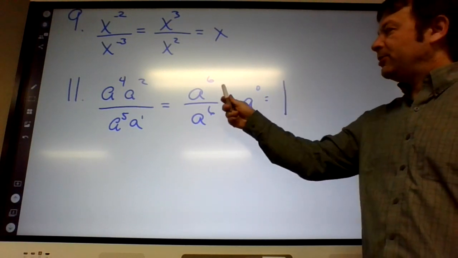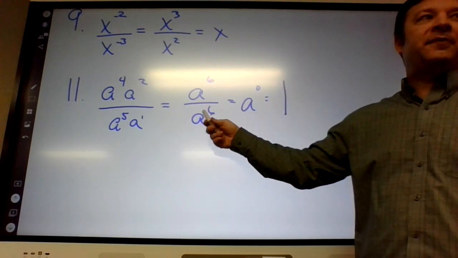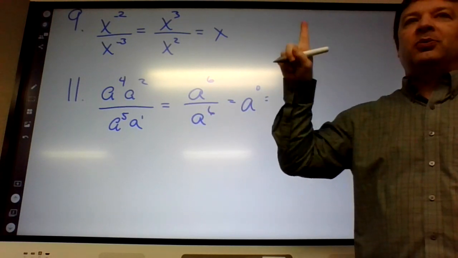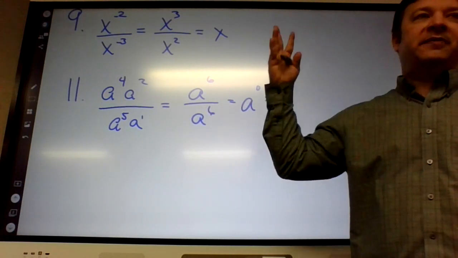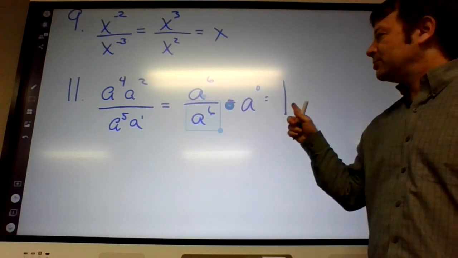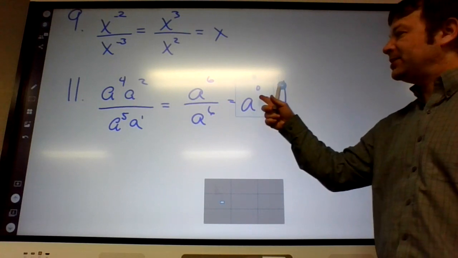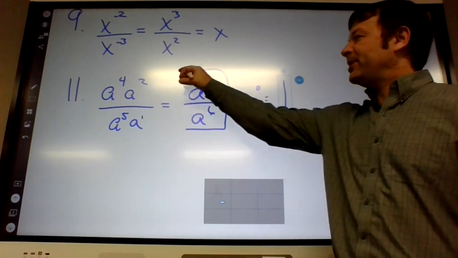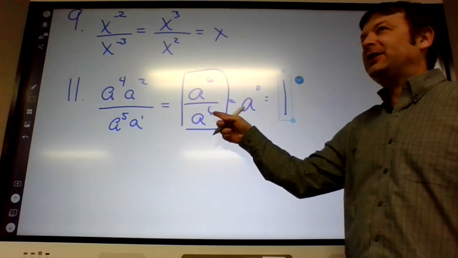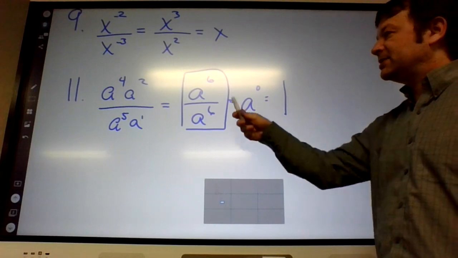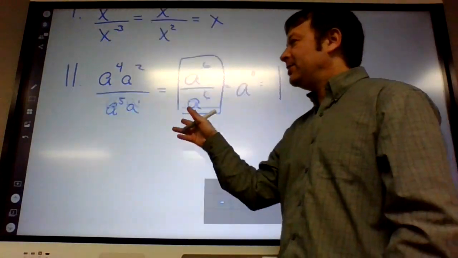Okay, what's anything divided by itself going to be? 1. Like, what's a million divided by a million? 1. What's a to the 6 divided by a to the 6? It is a to the 0, but anything to the 0 power is 1. This is kind of why anything to the 0 power is 1, because you subtract exponents, and if your exponent is 0, that's the same thing as just equaling 1. Anyways.